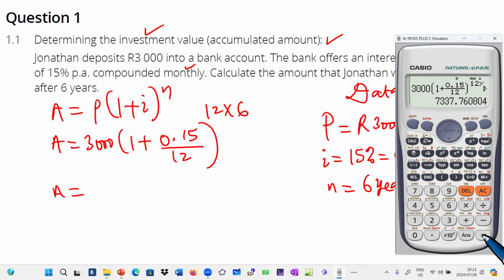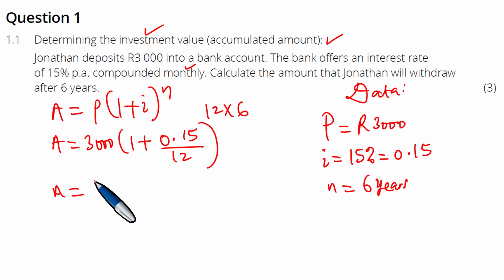Taking a look at this, we're able to see this particular value here. But now, is this the answer? It looks very correct. So you have the amount 7337.76. It appears, therefore, that this is the actual amount that Jonathan will withdraw in 6 years' time.